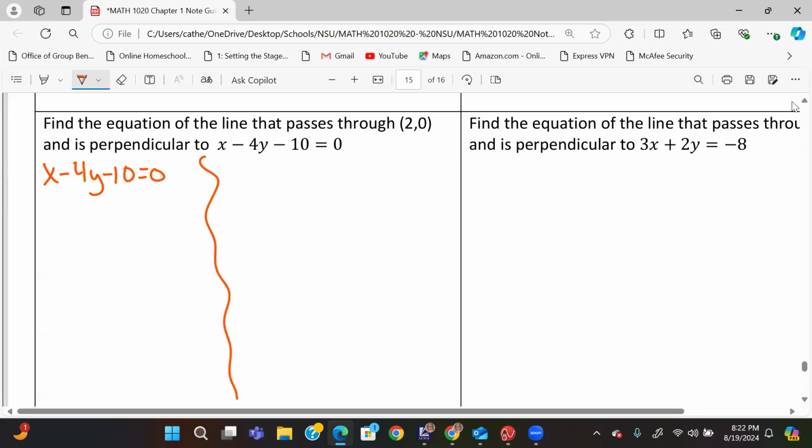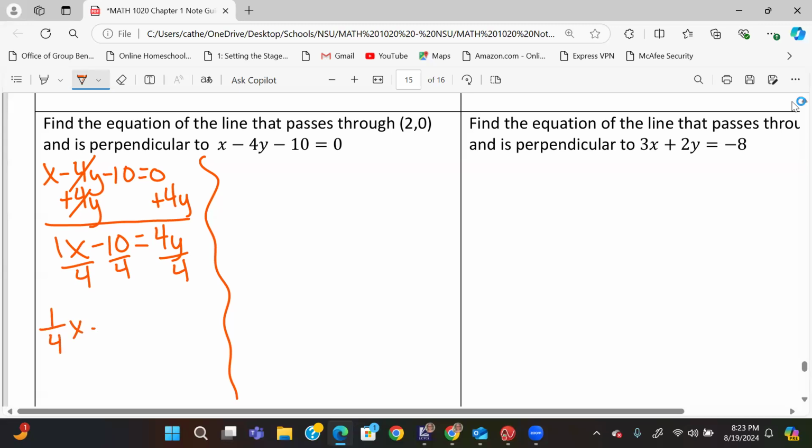Let's start by putting the equation of this line in slope-intercept form. So we're going to solve for y. And again, since there's so much on the left, I'm just going to move the 4y to the right. And then on the left side, I'm left with x minus 10. Finally, to get y by itself, I divide each one of these by 4. So x over 4, there's an understood 1 here. So that's the same as 1/4 x.